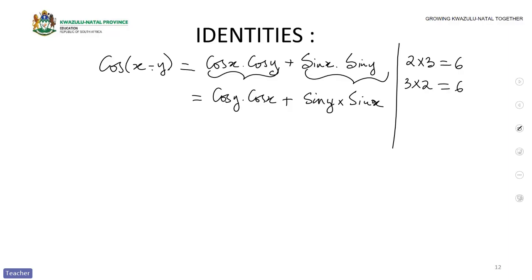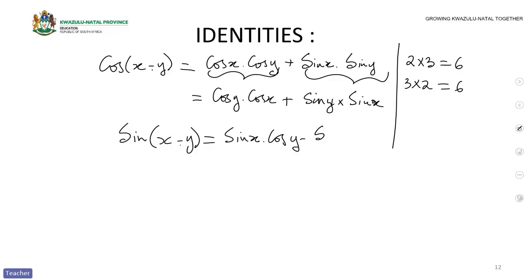Now, when it comes to sin, so sin of an angle, let us remember that it is actually given by sin of x minus y will be then equal to what? Sin of the first angle times cos of y. With sin, the sign remains the same. So it's going to be minus sin, sorry.